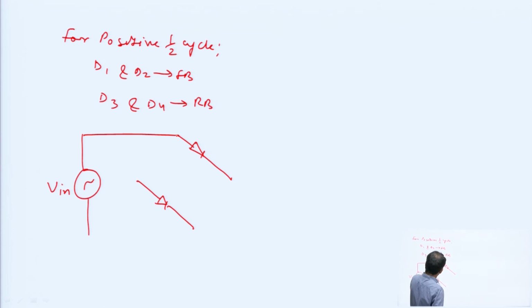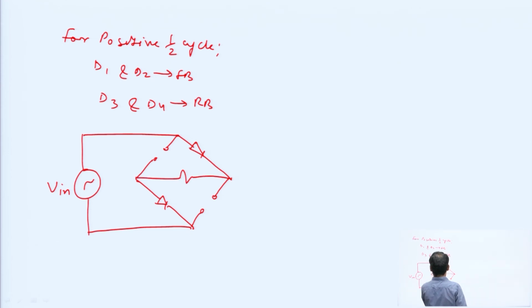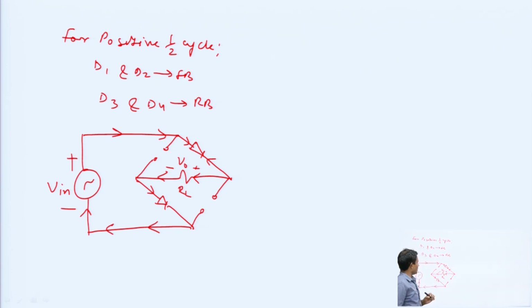These two diodes are in reverse bias, so they get open circuited, and these two terminals are for input, and here it is a load resistance RL. This means this is positive and this is negative, the direction of current is like this. Now, this is the output. This means the direction of the current through the load resistance is from right to left.